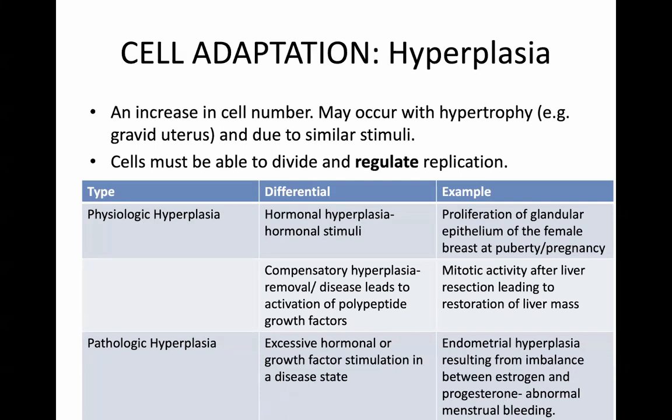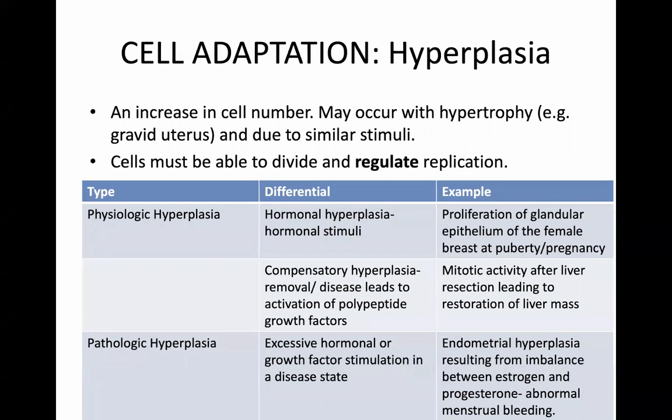Hyperplasia can also be physiological. It can also be pathological. On the physiological, we have two types: hormonal hyperplasia, which is exemplified by proliferation of glandular epithelium of the female breast at puberty and during pregnancy. Secondly, there's also compensatory hyperplasia. That's hyperplasia that occurs when a portion of the tissue is removed or diseased. For example, when a liver is partially resected, mitotic activity in the remaining cells begins as early as 12 hours later, right? Eventually restoring the liver to its normal weight.